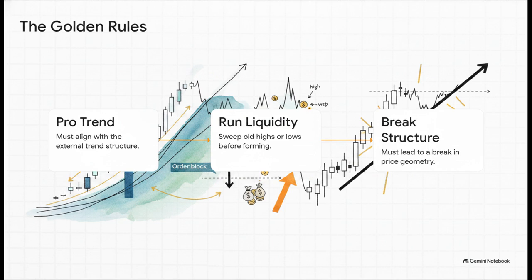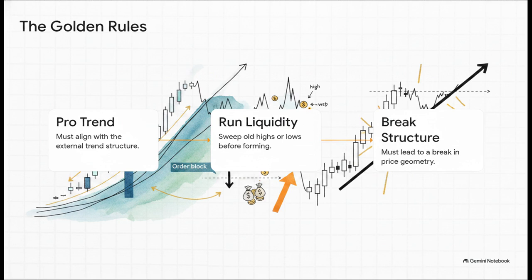Step 1, be pro-trend. Trading against the broader market current is just a recipe for disaster. Don't try to trade bearish order blocks when the market is clearly printing higher highs. Step 2, there must be a run on liquidity. Your order block needs to sweep old lows or old highs right before the aggressive move. It's essentially grabbing fuel for the reversal.